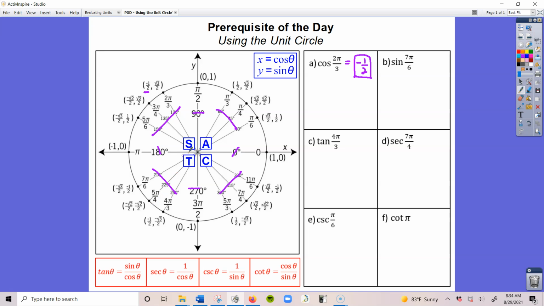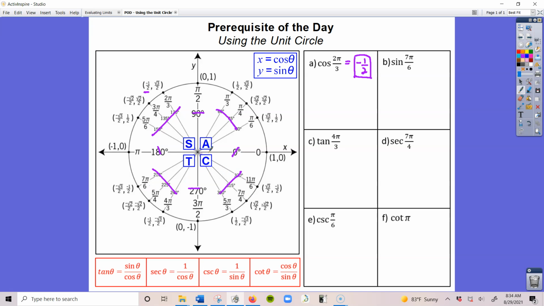In quadrant 3, we have T. For T, that means that only tangent and its reciprocal, cotangent, will be the only functions that are positive. And here for the radians, the numerator is always one larger than the denominator.